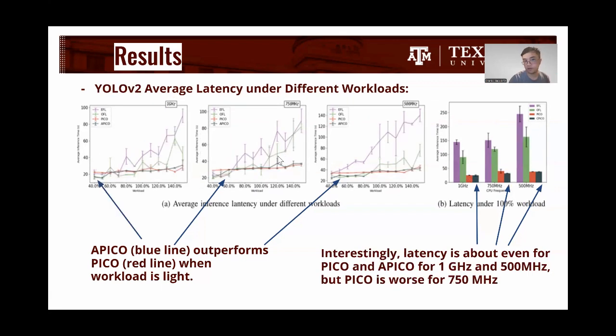Now, let's do it for YOLO V2. So you see similar things over here. You can see that aPico outperforms Pico when the workload is light, and then that's true for all these frequencies. However, something interesting happens over here where the latency is about even for 1 gigahertz and 500 megahertz for both Pico and aPico. However, for 750 megahertz, Pico is worse than aPico, but it looks like the error bars could overlap.